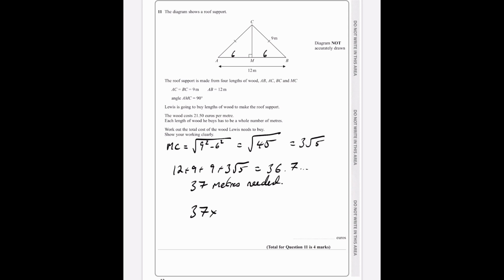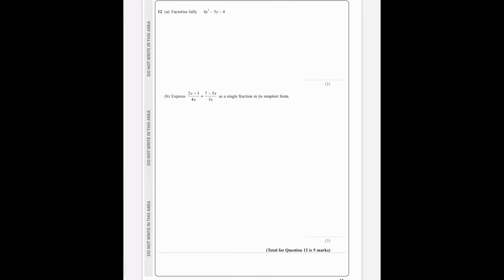Times the 37 by 21.5 gives us 795 euros and 50 cents. Question 12, factorise 3y minus 4, 2y plus 1.